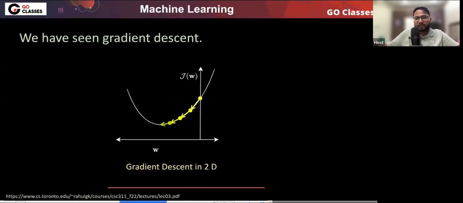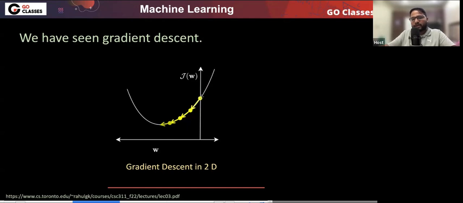Can anyone tell me whether this W is a scalar or a vector? If this is the only parameter, then it is scalar, right? Let's suppose there is only one parameter. Then there will be one more dimension for the loss function. So in this particular setting, we just have a 2D graph.